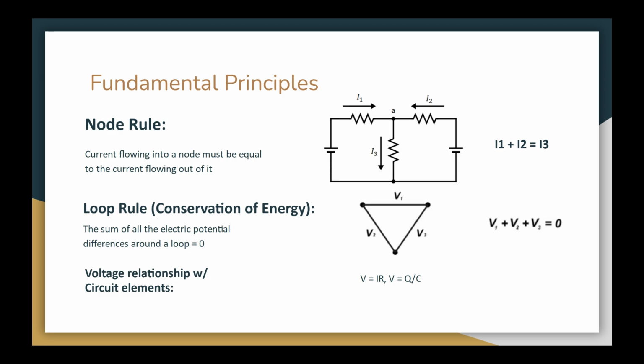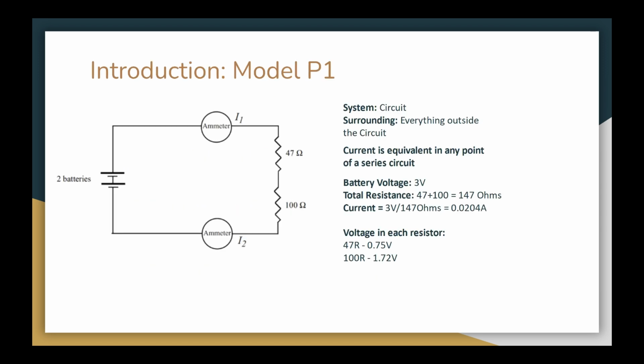The fundamental principles used in this lab were the node rule, the loop rule, and the voltage relationship with circuit elements. The first one states that current flowing into a node must be equal to the current flowing out of it. The second one states that the sum of all electrical potential differences around the loop is zero, and V equals IR and V equals Q over C. These two can be used to find the voltage for a resistor and a capacitor.